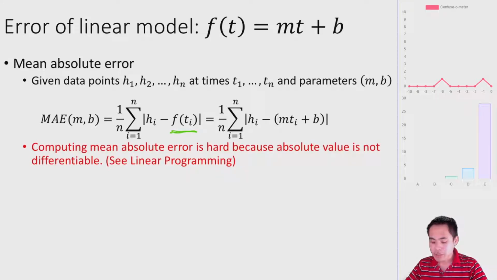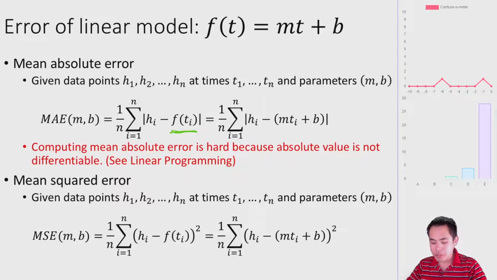And of course, we also have a similar formulation for mean squared error. So given those same data points, instead of taking the absolute value, we're again subtracting out the value of the data point from the prediction from the function, and we're squaring that value.